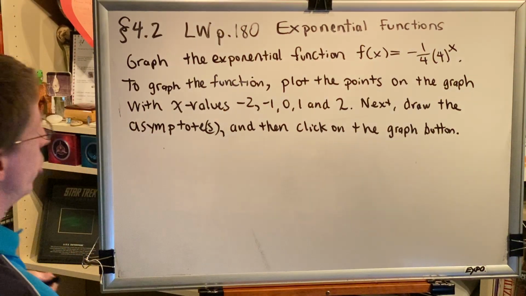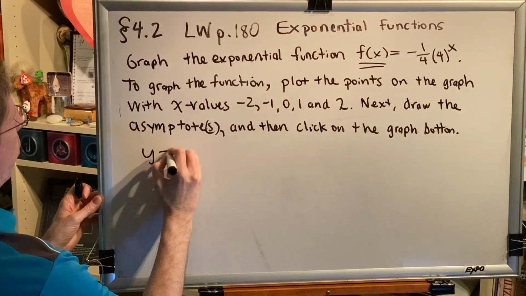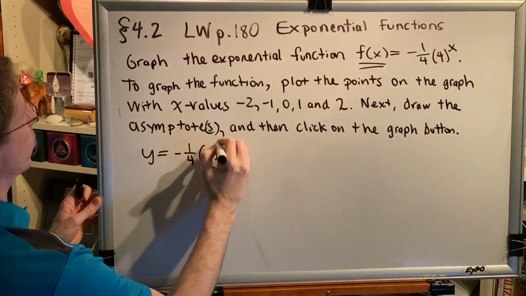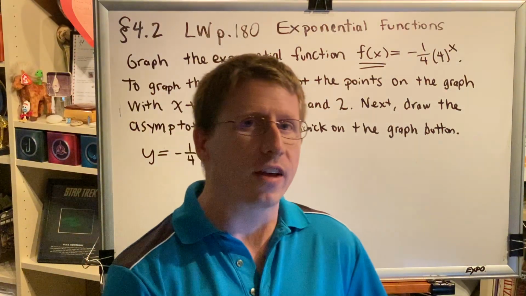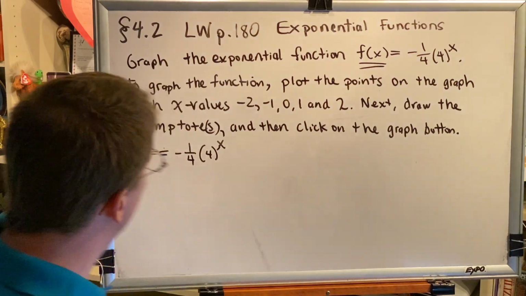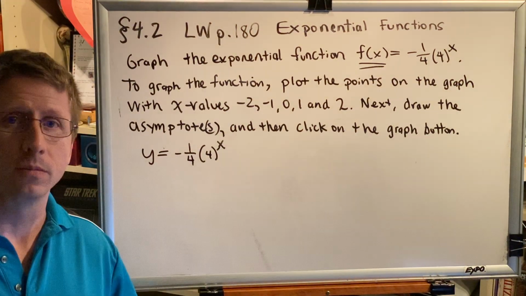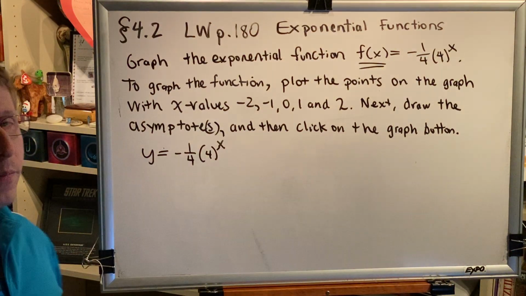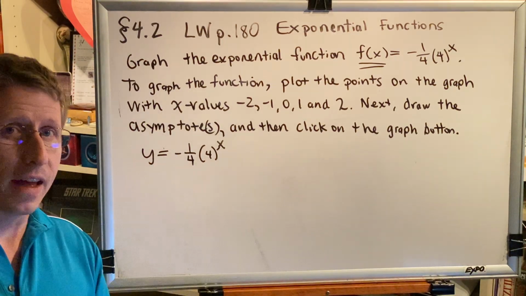Okay, let's proceed. So this is actually a pretty simple idea. We know that f of x is the same thing as y, so our equation is y equals -1/4 times 4 to the x power. Now the first question that you should ask yourself when you see a problem of this type is, what's the base? I'll ask you the question, answer it on your own. What's the base? Now, if you said that the base is -1/4 times 4, that's incorrect. But if you said that the base was 4, that's correct.